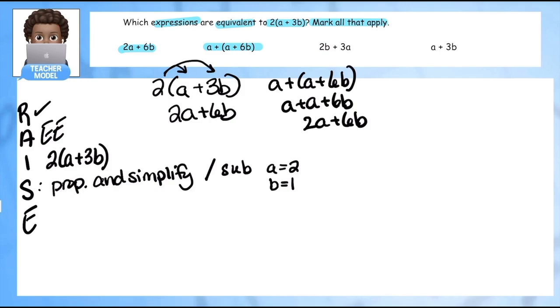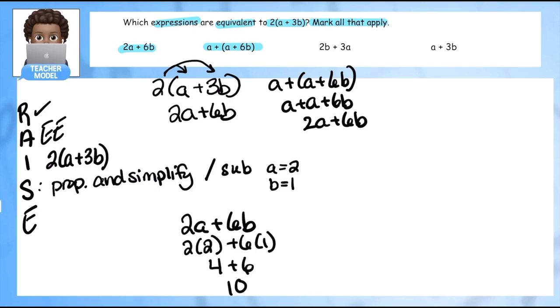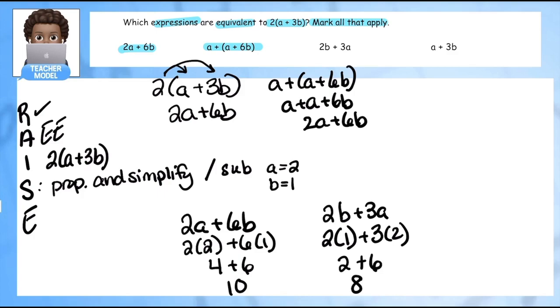So let's try our second verification. Let's do a substitution. I know this one doesn't seem to match, and neither is this one. They're not the same as 2a plus 6b. All right, so here's my 2a plus 6b, and I'm going to sub in when a equals 2 and b equals 1. I get 4 plus 6, which equals 10. Let's try it with the first one we have, 2b plus 3a. So when b equals 1 and a equals 2, that means I have 2 plus 6, which equals 8. So no, those are not equivalent. So I'm going to cross and eliminate that one.